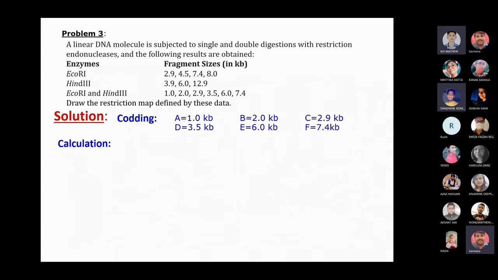From where will we get this 8? B plus C, plus E. B plus C, E. From where will we get this 3.9? A plus C. From where will we get this 6? E. And from where will we get this 12.9? B plus D plus F. Tell me again, what did you say? B plus D plus F. Yes sir, that's right.